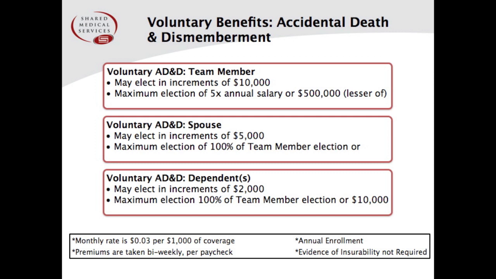Dependent children can have coverage in increments of $2,000 to a maximum of the lesser of the team member's total election, or $10,000. Our annual enrollment period occurs generally in November or December of each year, and during this time, team members can make changes to their elections or elect for the first time. No medical underwriting is needed for AD&D, which means no additional medical history is needed to have these elections approved.